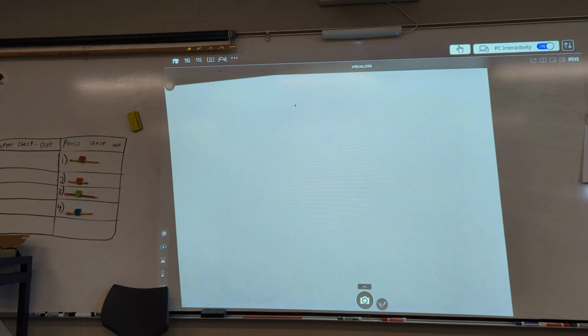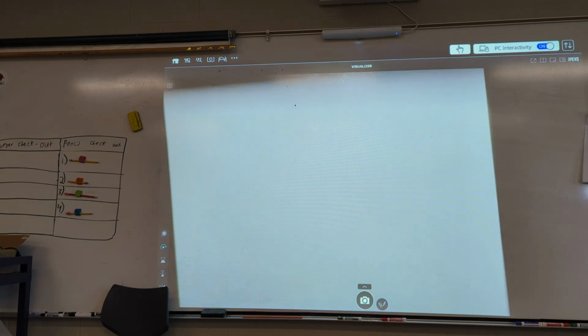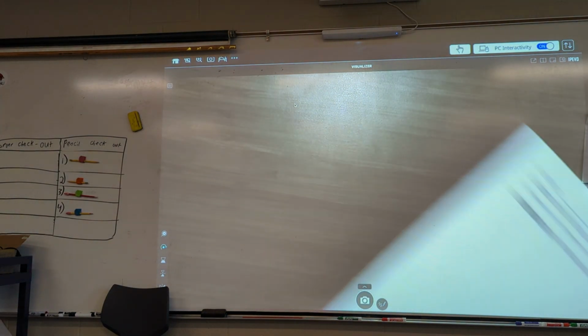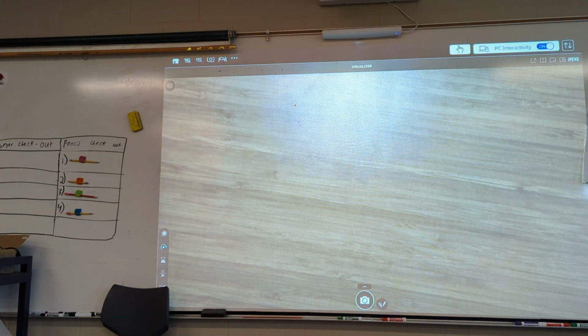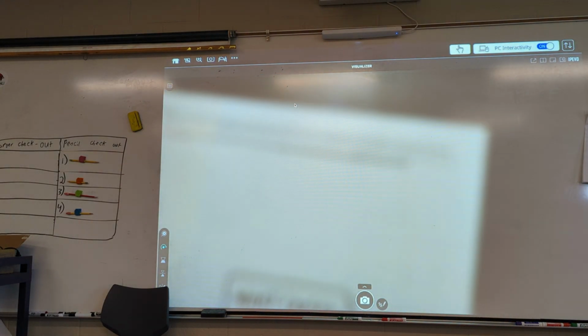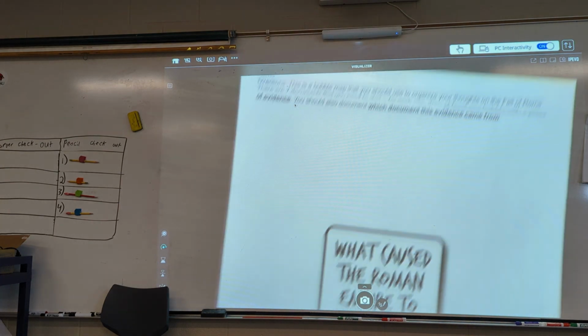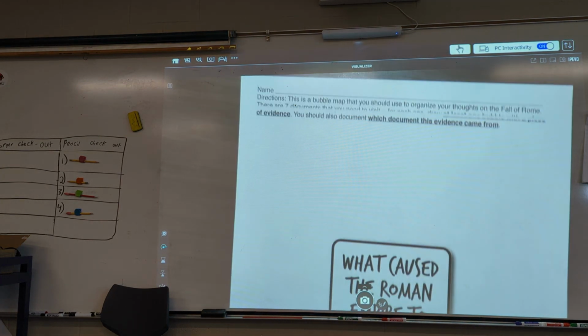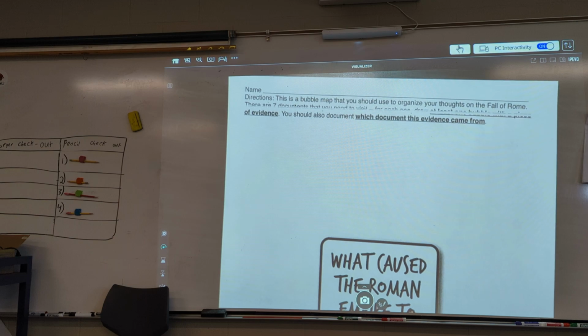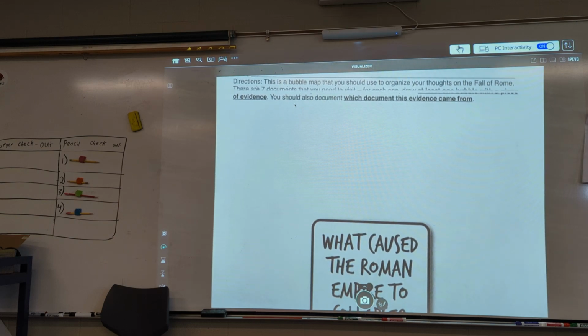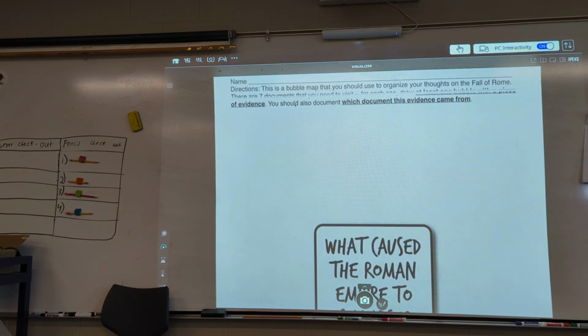What you'll notice in Google Classroom, because the idea is if you're watching this, you were most likely absent from class that day and you're going to have to complete this individually, is that I have two documents uploaded. This one right here has some directions up here. On here it says you should also document which document this evidence came from. Don't worry about that bit.